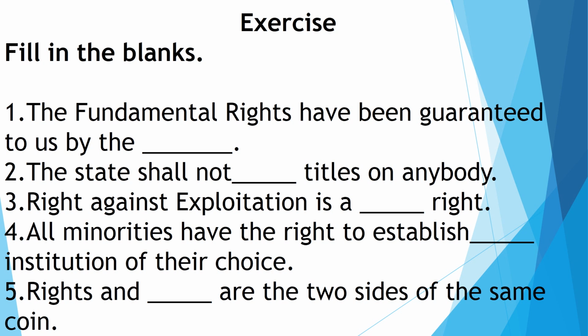Now students, I hope you all understood the chapter completely and clearly. Now there is an exercise for you. Fill in the blanks. First, the fundamental rights have been guaranteed to us by the dash. Second, the state shall not dash titles on anybody. Third, right against exploitation is a dash right. Fourth, all minorities have the right to establish dash institutions of their choice. Fifth, rights and dash are the two sides of the same coin.